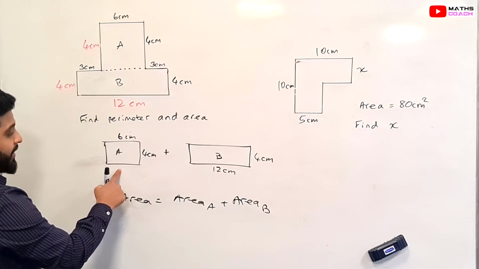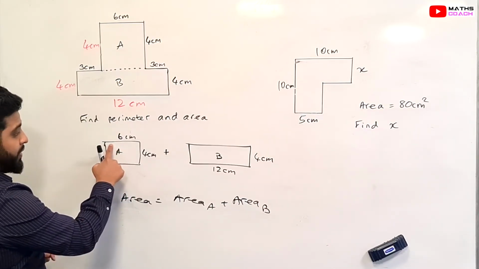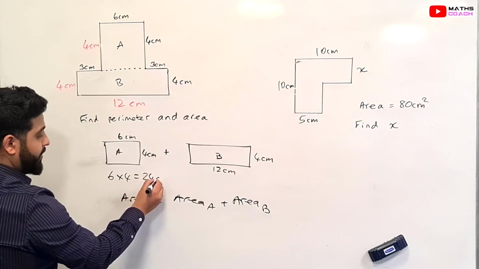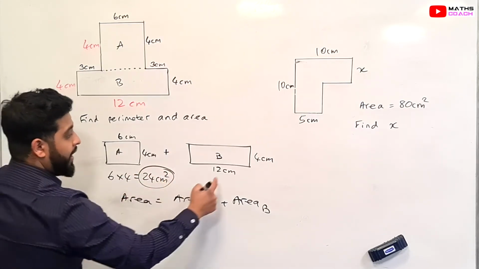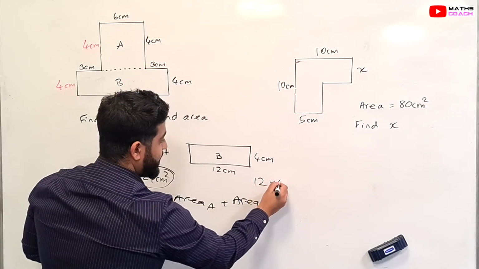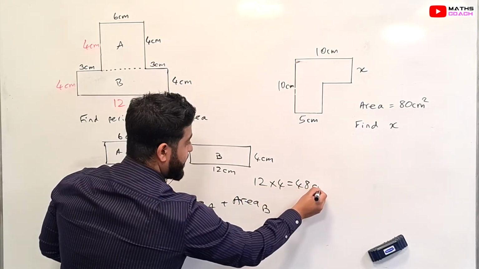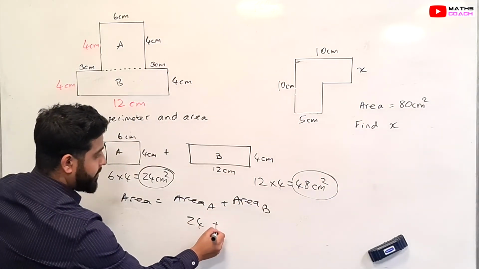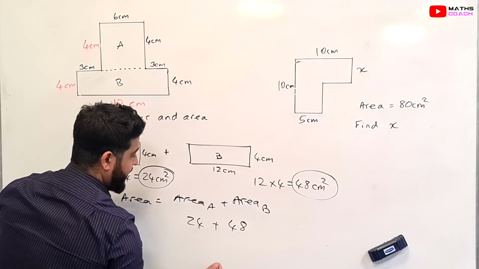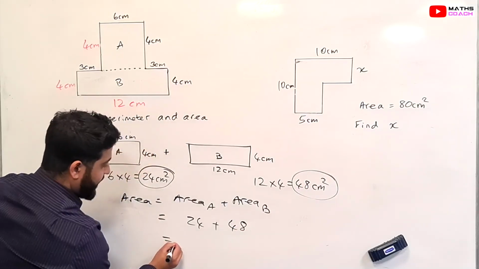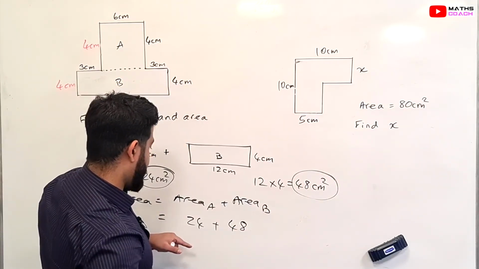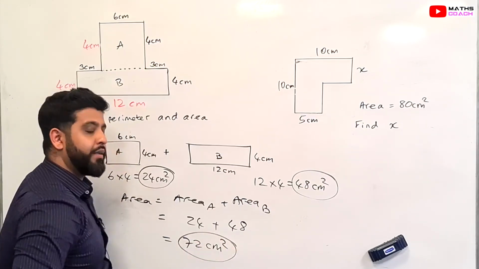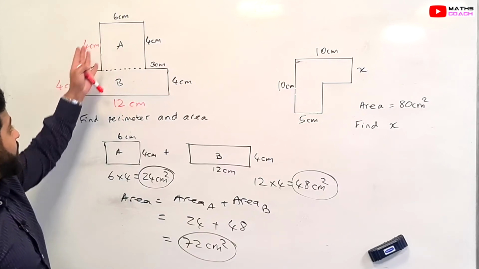So how do you calculate the area of shape A? You do length times width. So it's going to be 6 times 4, which is 24 centimeters squared. And this one's going to be 12 times 4, which is 48 centimeters squared. So area A, which is 24, plus area of B, which is 48, and you just add those together and you get 72 centimeters squared. And that is the area of this shape.